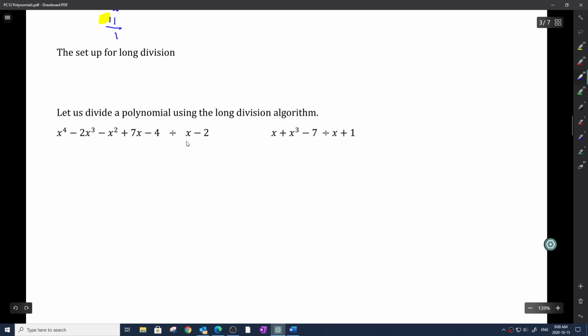So my quotient here, well, better change. There we are. I'm going to change to black. My quotient, I'm going to put on the left side. There we have it. x minus 2 goes into x to the power of 4 minus 2x cubed minus x squared plus 7x minus 4. I'm just going to get rid of that ugly blue part.